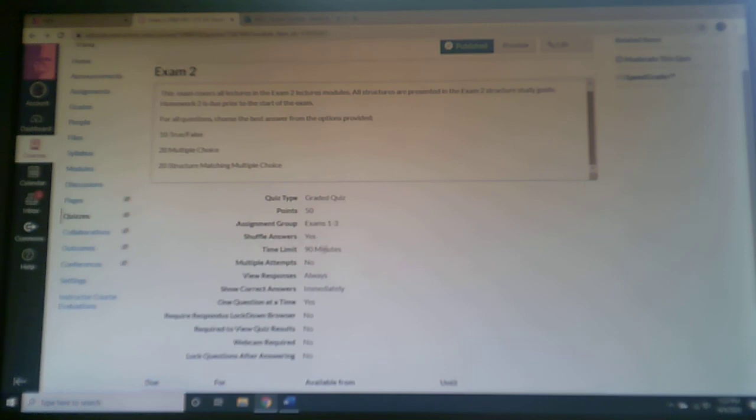But there are 10 true false, 20 multiple choice, and 20 structure matching multiple choice. It is a 90-minute time-limited exam. It doesn't require a lockdown browser, doesn't require a password or a webcam. So make sure you can complete it in the 90 minutes given.